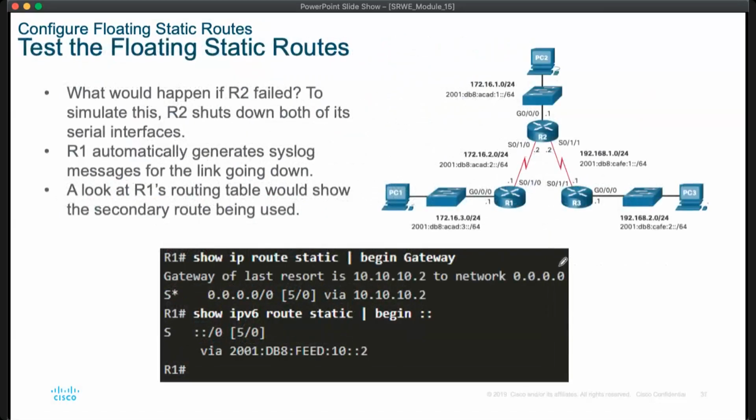Test the floating static routes. What will happen if R2 fails? To simulate this, R2 shuts down both of its serial interfaces, and R2 automatically generates a syslog message for the link going down.